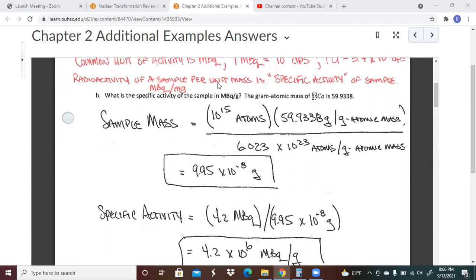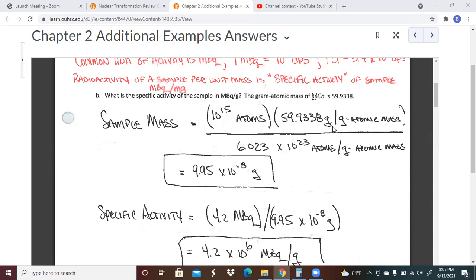So radioactivity of a sample per unit mass is the specific activity of a sample. It's a way for us to be able to compare radioactivity while taking mass out of the equation, as it were. So what is the specific activity of that sample in megabecquerel per gram? So the gram atomic mass of cobalt-60 is 59.9338. So the sample mass here, 10 to the 15th atoms, and we know how many grams there are in number of gram atomic mass.